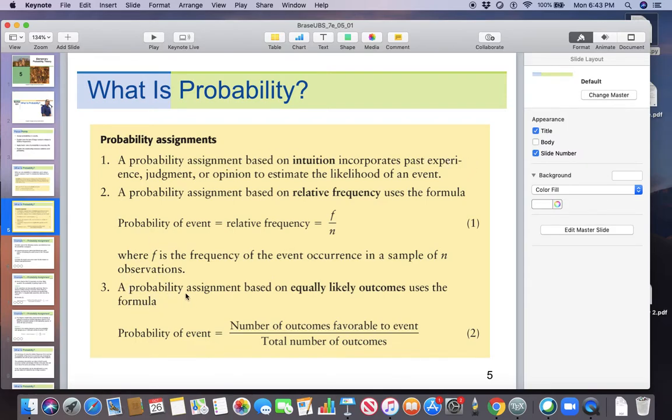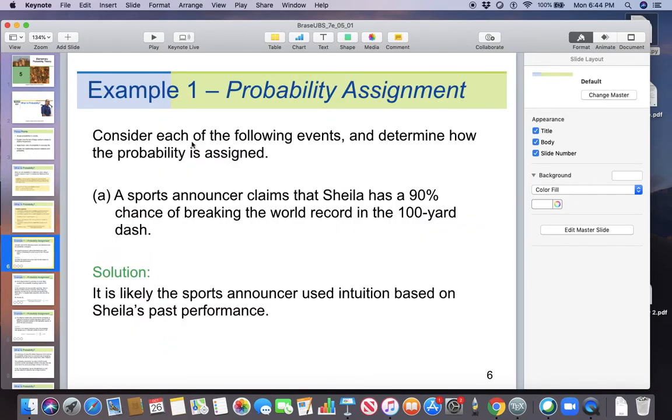Now, a probability assignment based on equally likely outcomes uses the formula: probability of an event is the number of outcomes favorable to the event over the total number of outcomes. Okay, these are notions you will understand when you try various concrete problems. So let's look at an example.